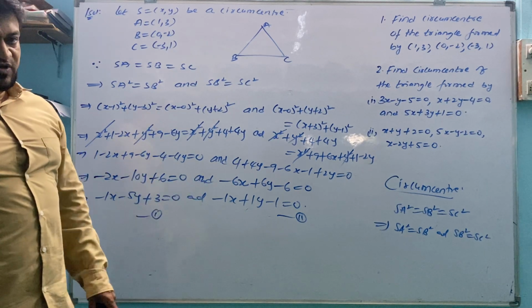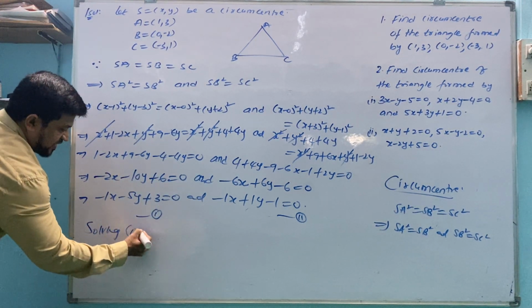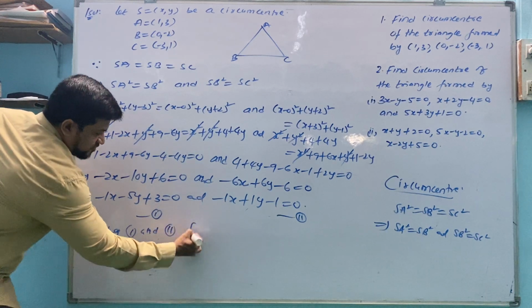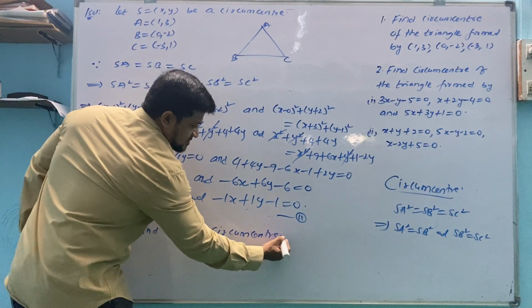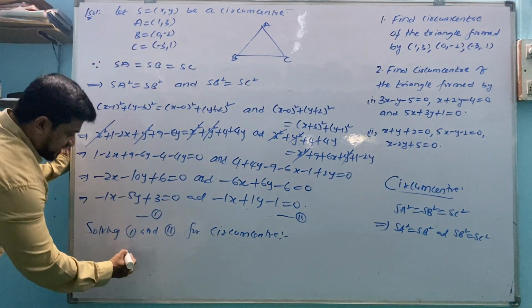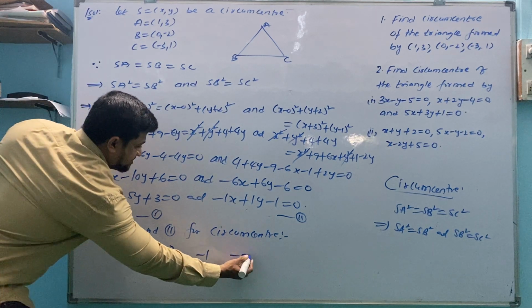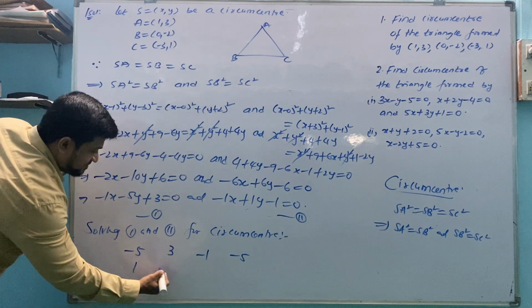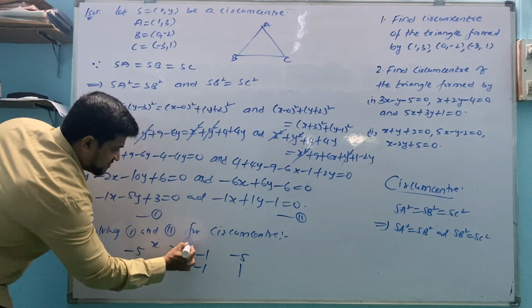How to solve two equations? Solving 1 and 2 for circumcenter. To solve 1 and 2, write the second term, third term, first term, second term. Similarly, second term, third term, first term, second term. x, y, 1.